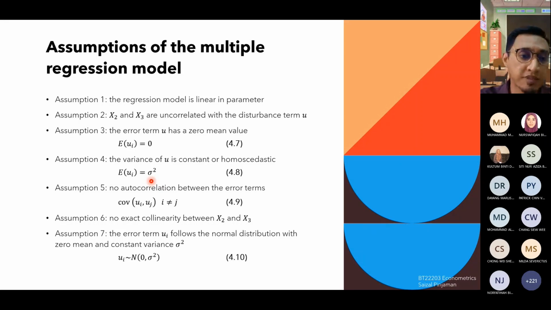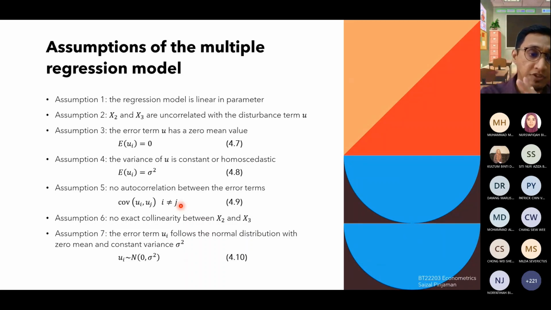Assumption number 5 is that there is no autocorrelation between the error terms. We need to keep in mind that error terms vary, so we may have a different error term for different explanatory variable values. But the relationship between these error terms is 0, meaning there is no autocorrelation between them. The error term for a particular observation is not the same as the error term in a different observation. So here we have the error term at observation I and the error term at observation J. Their covariance is equal to 0, where observation I is not the same as observation J.